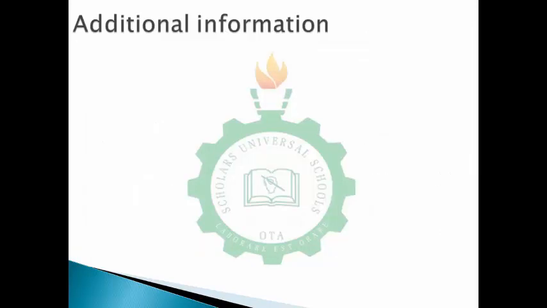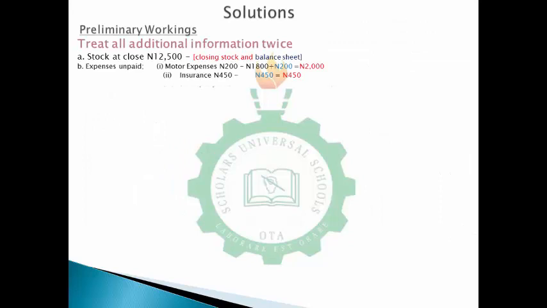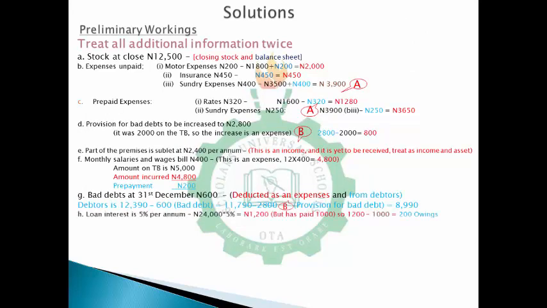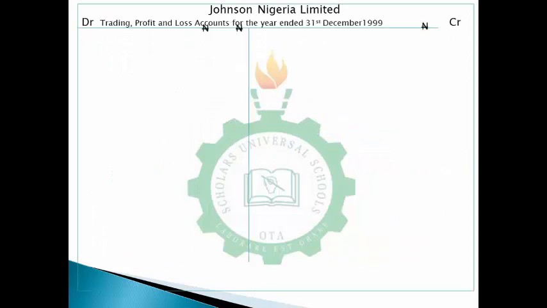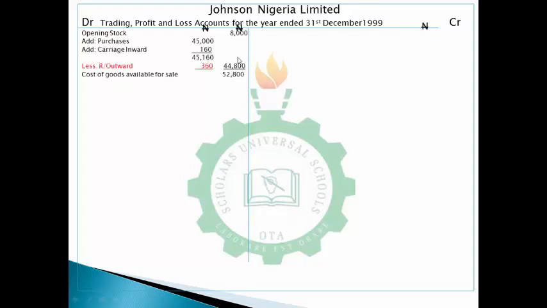So don't forget, we have our return outward on the credit side and your return inward on the debit side. So your return outward, which is on the credit side, is 360. So by the time we take out our return outward from our purchase value, we'll get 44,800. Now when you add your 44,800 with 8,000, we'll get 52,800, which is our cost of goods available for sales.